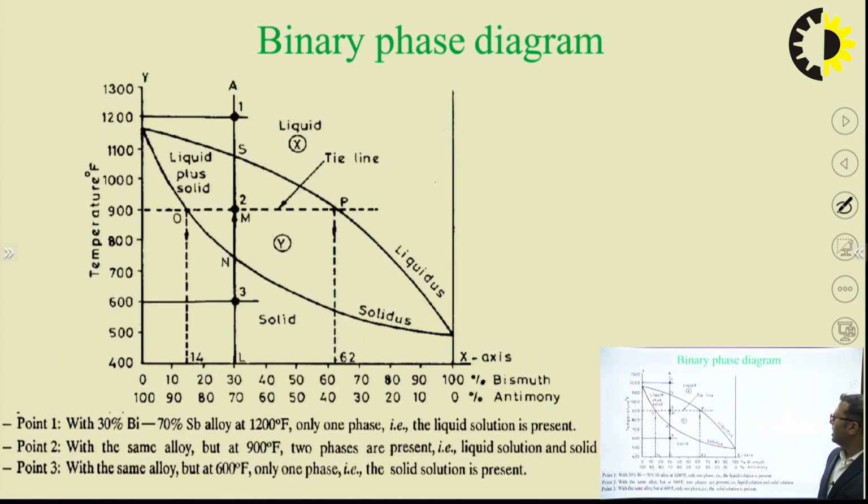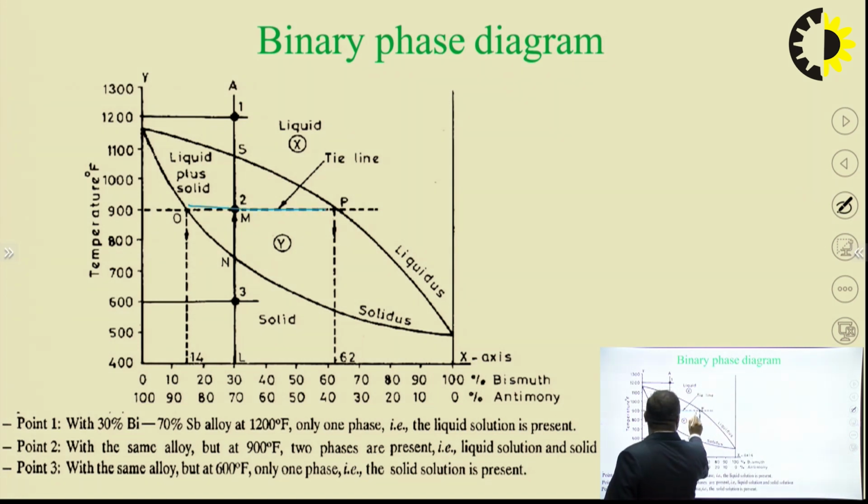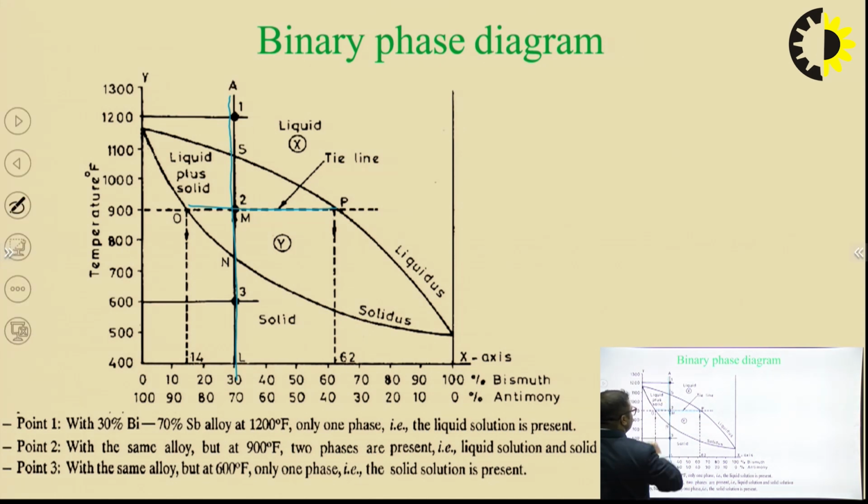So in a binary phase diagram, you can see that there is one tie line. On this tie line, there is one alloying composition. When you draw one vertical line, this vertical line actually shows one alloy. So you can see that this point is the solid point and this is the liquid point. Beyond this point, everything is liquid, and beyond this curve, everything is solid.